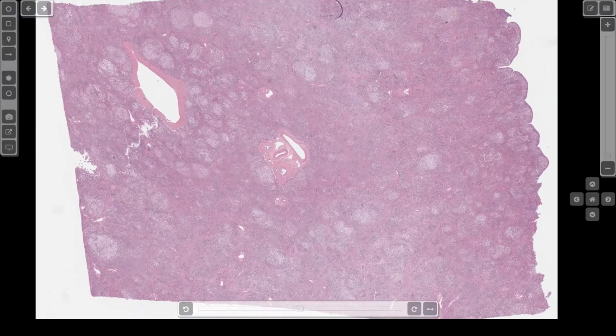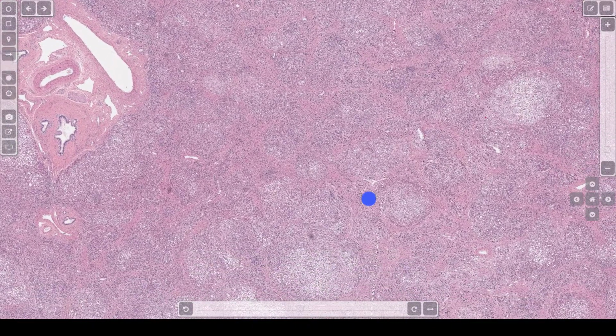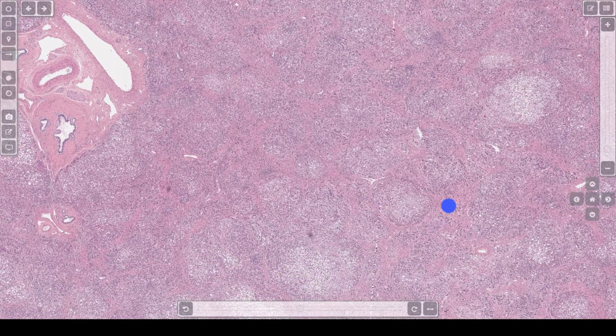Case 2 is alcoholic liver disease with cirrhosis. At this power, you can see this pink material is collagen. When I look a little closer, you can see the collagen is demarcating these nodules of hepatocytes. This is, of course, cirrhosis. Cirrhosis can be the end stage of alcoholic liver disease.